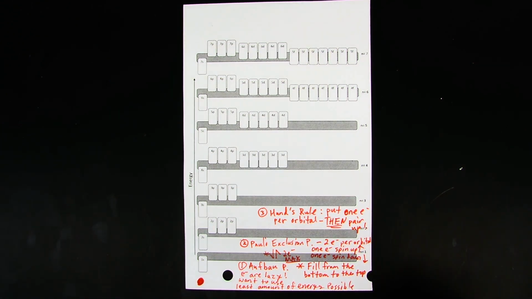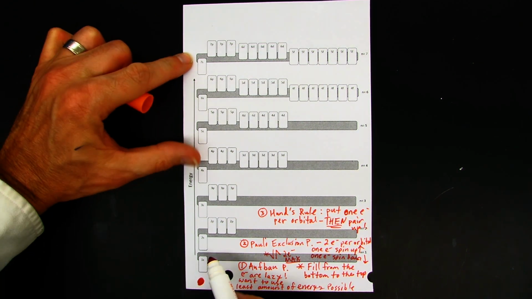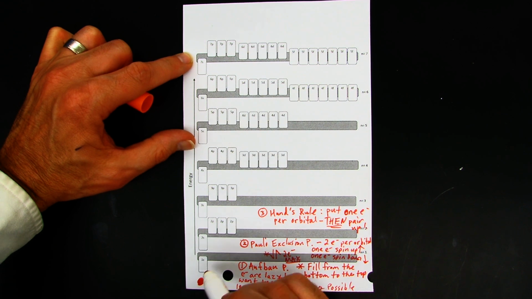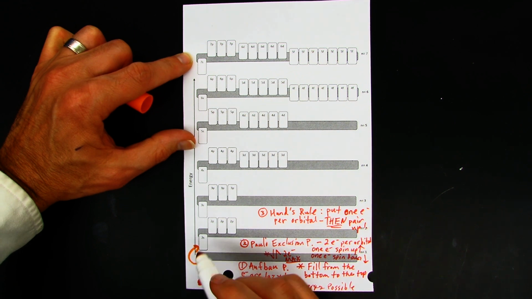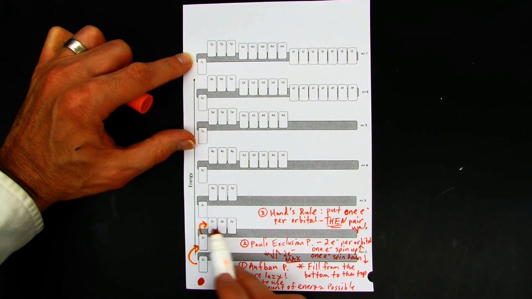Okay, so let me also point out here the Aufbau principle. When we're doing our orbital diagram, we want to mark out where we start and where we end. If we're going to fill this in, the Aufbau principle means we're going to start here at the 1s and fill that up, go to the 2s, and then from the 2s to the 2p, which is the next higher.